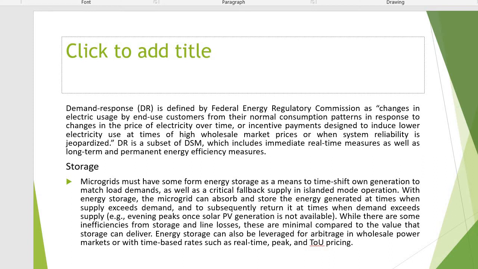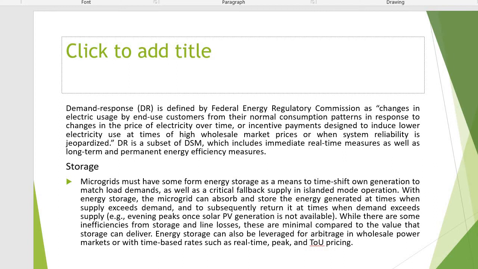measures. So storage: when we are generating energy, we can also store it, right? We will act as prosumers, that means we are producers as well as consumers. So microgrids must have some form of energy storage as a means to time shift generation to match the load demands as well as critical fallback supply in islanded mode operation. With energy storage, the microgrid can absorb and store the energy generated at times. That means we can act as prosumers. We can both produce and also store the energy which we are generating.